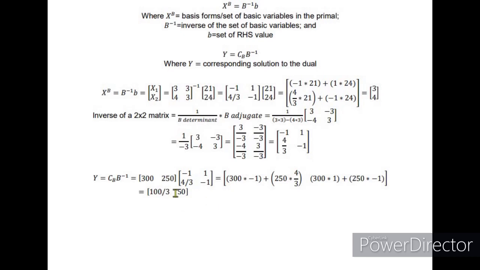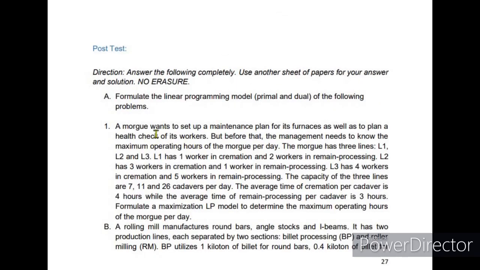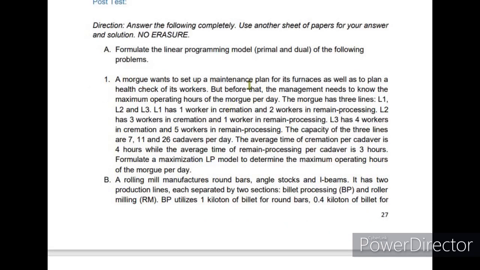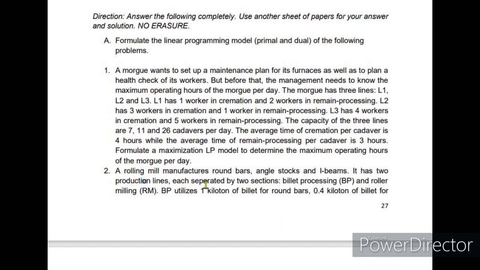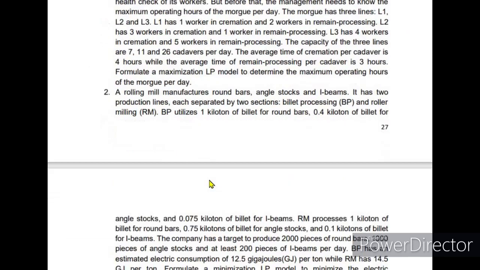Remember? Now for the post-test. Same direction, just the same as the direction in module 1. First you will formulate the linear programming model. So here you will have a dual programming model. Instead of just getting the primal, you will make the dual of that problem. For every problem, like in problem number 1, you will get the primal model as well as the dual model. So for number 2, again, you will make the primal model and the dual model.